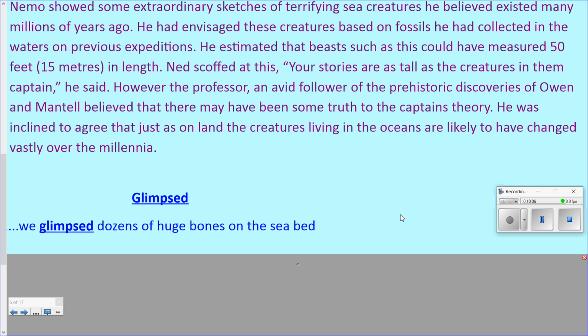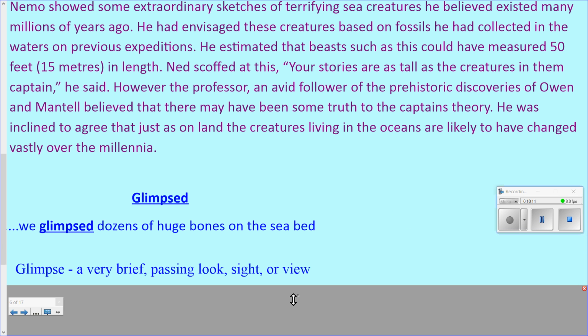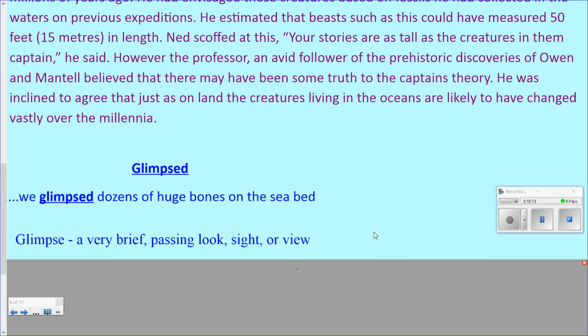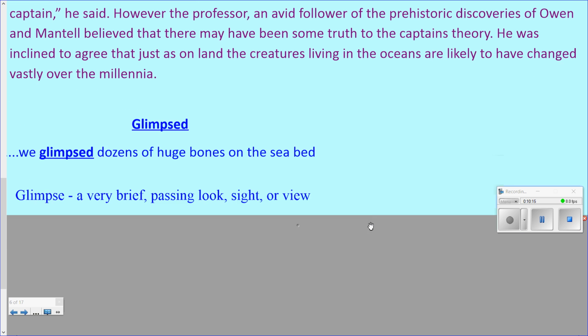Now, it is a very precise word for look, and I want us to look at the definition here that we've got. It's a very brief passing look, sight or view. So it's seeing something really, really quickly.